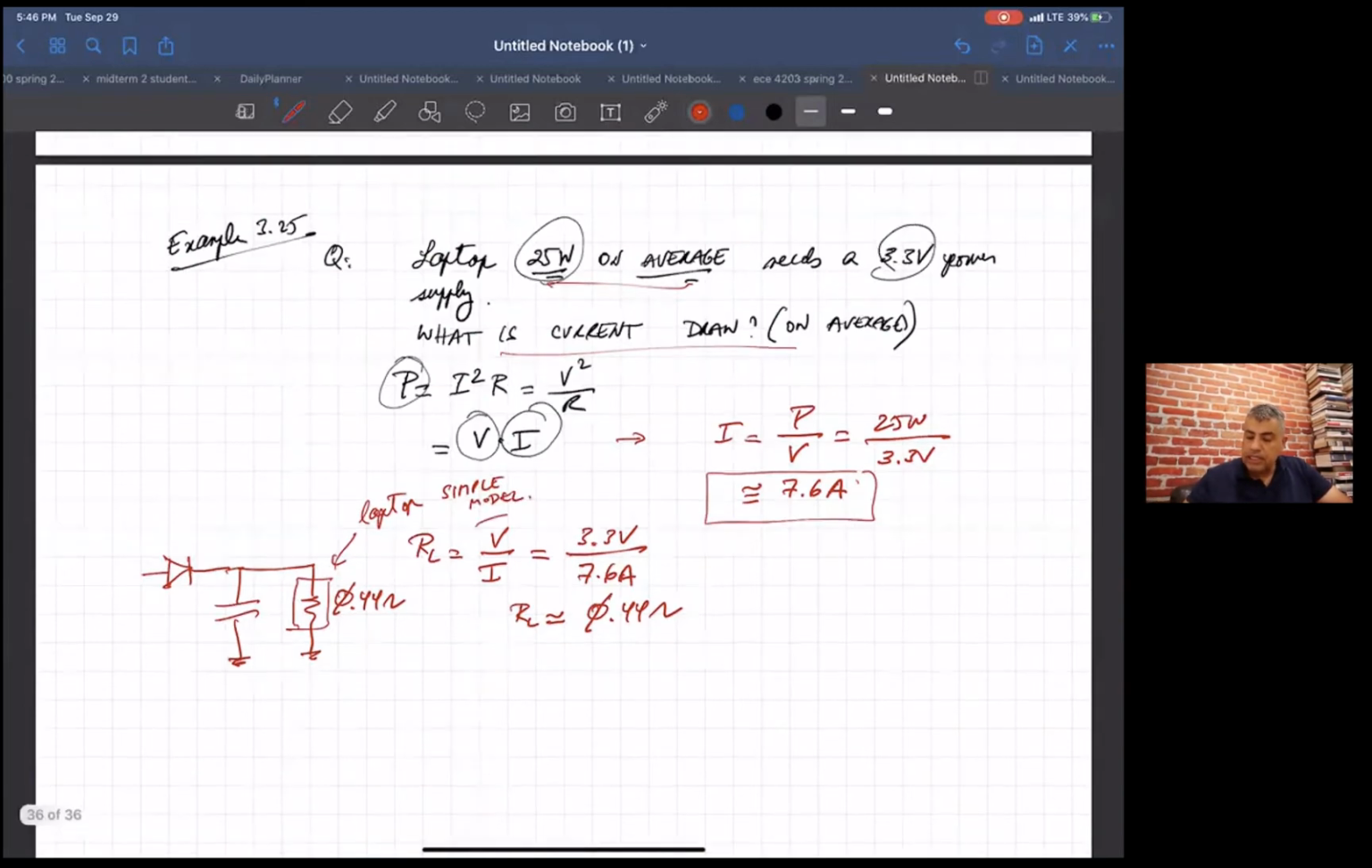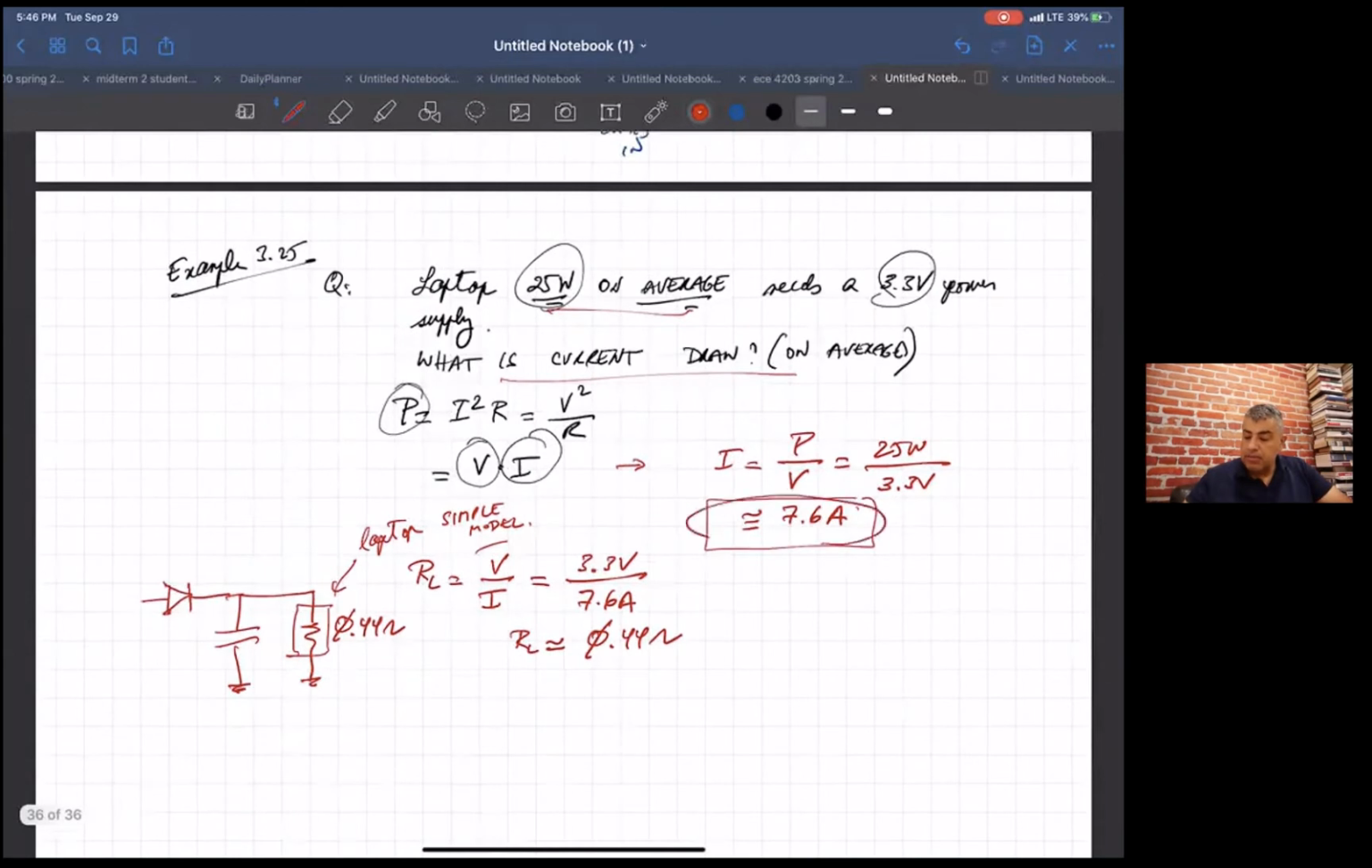Okay, and again, this is like a large current leading to a very scarily low resistor. That's going to discharge. You need a really big capacitor to keep this thing from discharging too much. Okay. So let's see what happens here.